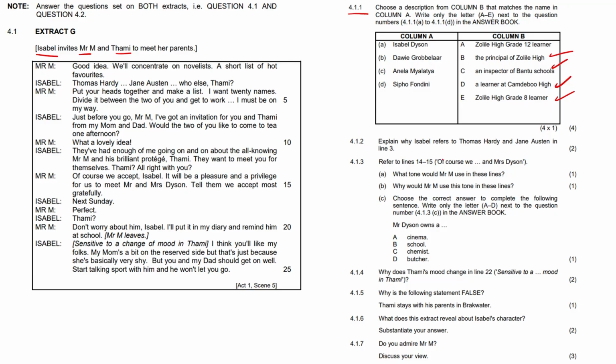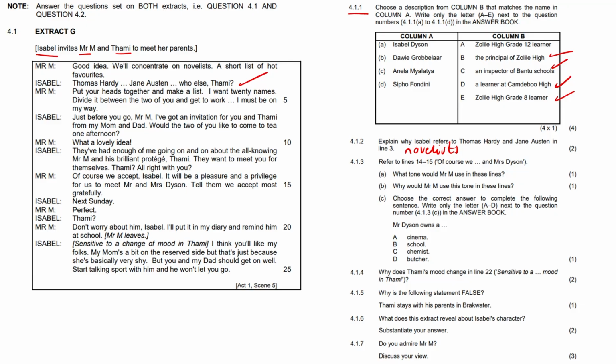4.1.2, explain why Isabel refers to Thomas Hardy and Jane Austen in line 3. What's the reasoning here? Well, it's just because Mr. M has entered them for the literary quiz at Grahamstown. These are examples of the novelists that they need to familiarize themselves with, because it's all part of the literary quiz. They are the novelists in the quiz.